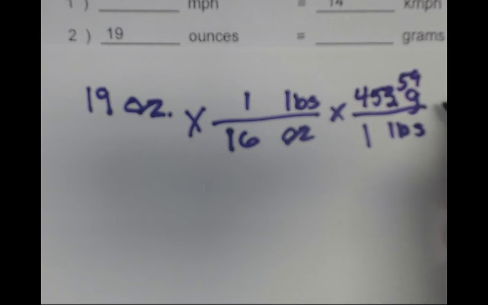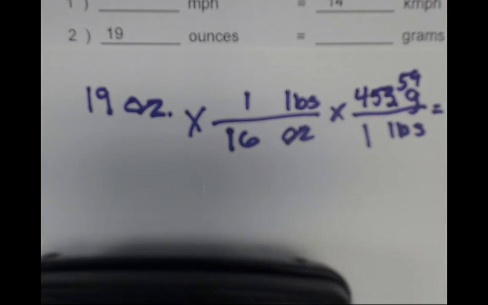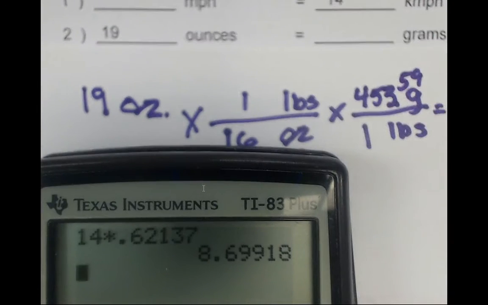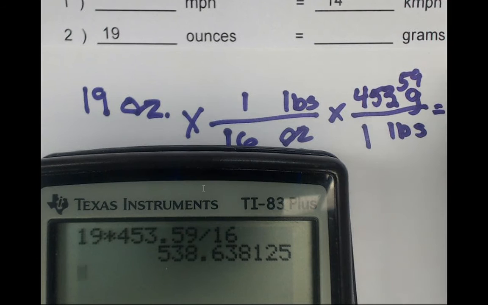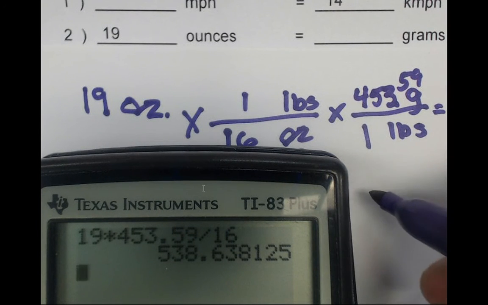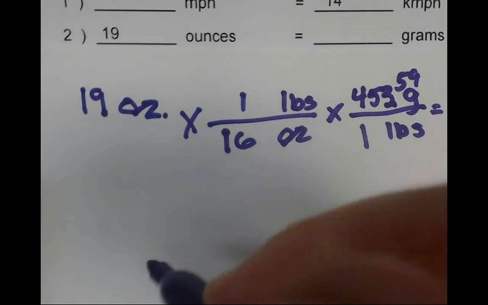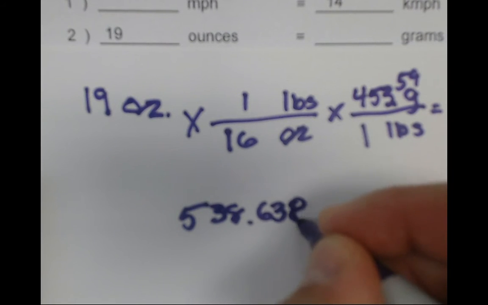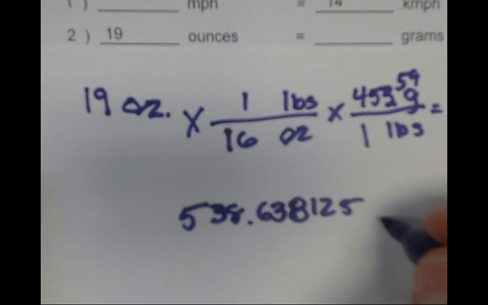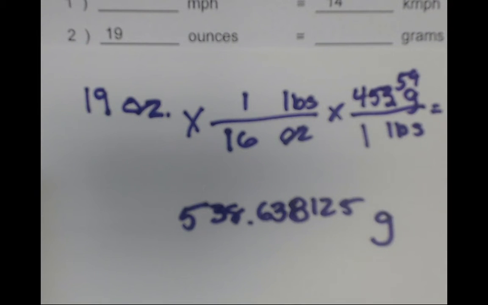Let me move this up a little so that we can see the problem. So now we're going to do the math. When we put this in the calculator, we're going to go 19 times 453.59, divided by 16. And when we get that, there's our answer: 538.638125. And that unit is now in grams.